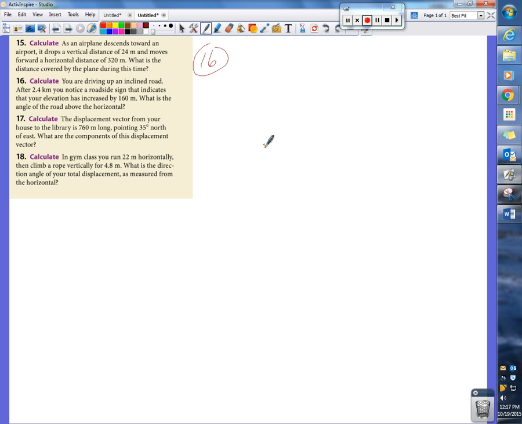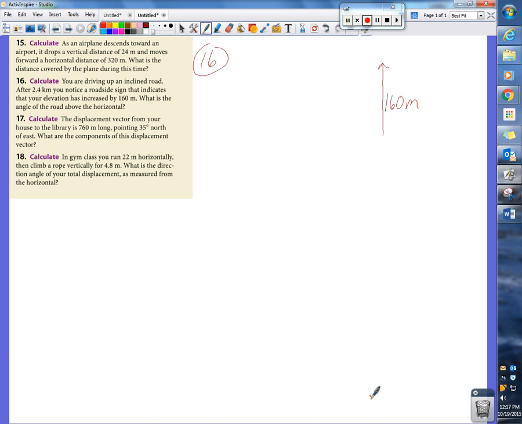Here, you have to think on your feet a little bit more than in some of the other problems. After 2.4 kilometers, you notice a roadside sign that indicates your elevation has increased by 160 meters. As we're making our triangle, 160 meters is obviously this, the increased elevation. So that looks like that.